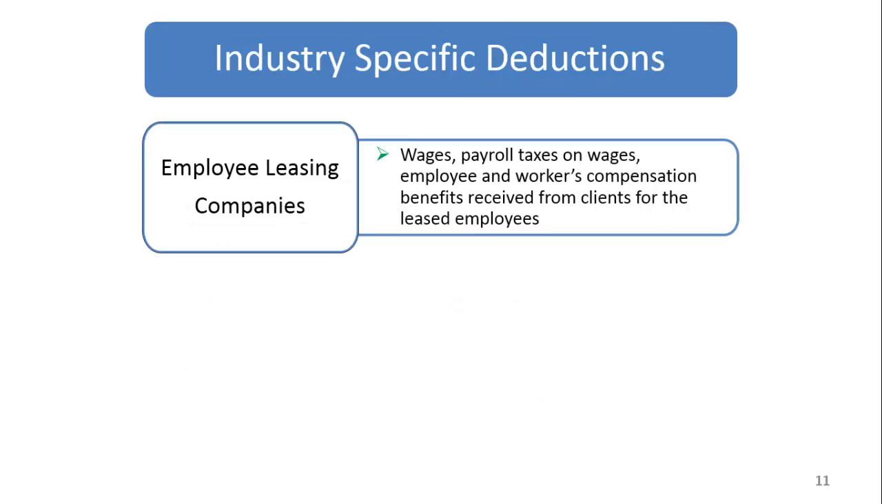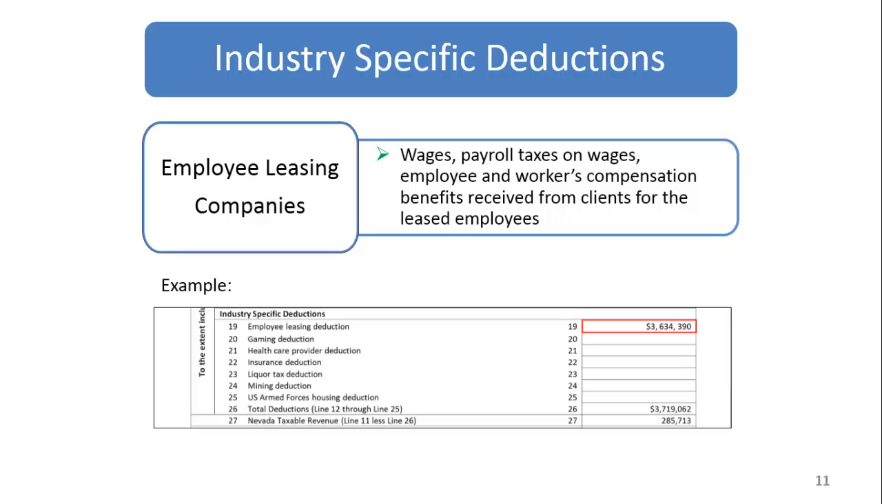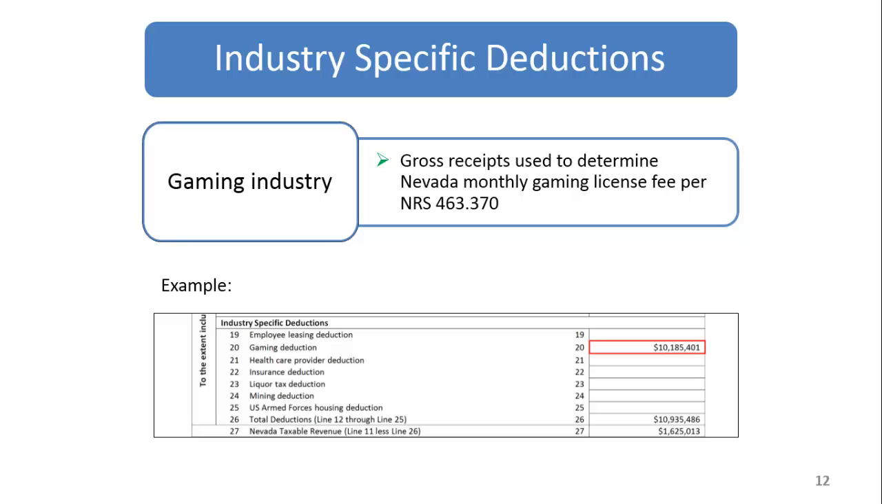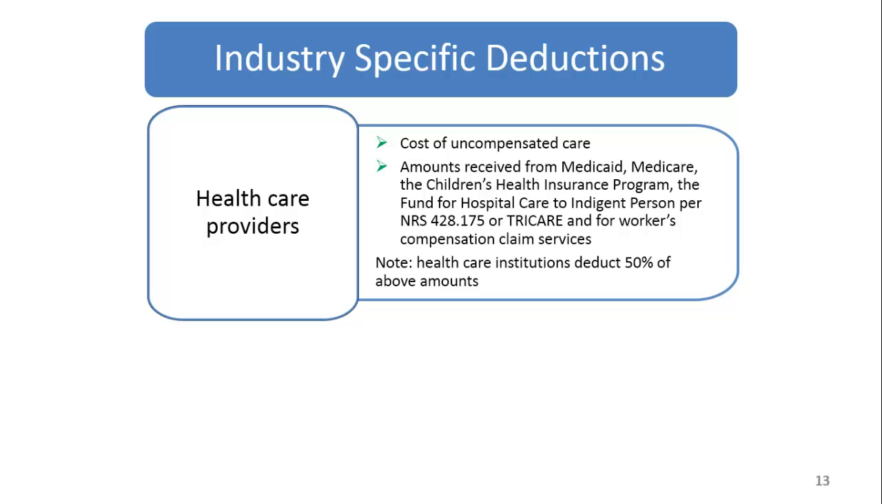Moving on to the industry-specific deductions. Employee leasing companies can deduct wages, payroll taxes on wages, employee and workers' compensation benefits received from client companies for leased employees. The gaming industry can deduct the gross receipts used to determine the Nevada monthly gaming license fee. Healthcare providers can deduct the cost of uncompensated care, amounts received from Medicaid, Medicare, Children's Health Insurance Program, Fund for Hospital Care to Indigent Persons, TRICARE, and workers' compensation services. Healthcare institutions are only allowed to deduct 50% of the above amounts.